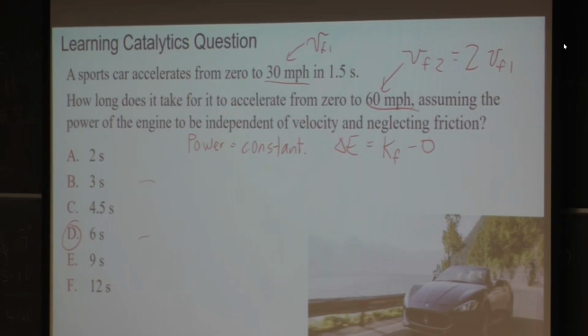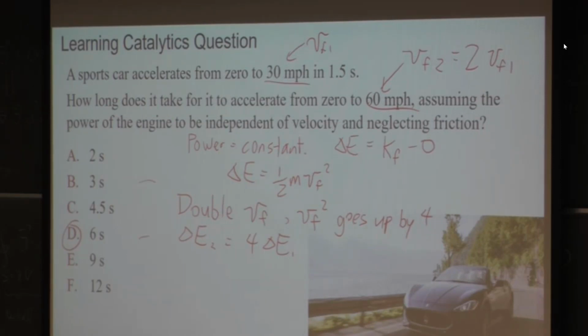So delta E is going to be 1/2 m v final squared minus 0. So if you double V final, then delta E2 is equal to 4 times delta E1. So V final squared goes up by 4. Mass doesn't change, and the half doesn't change, but does that make sense?